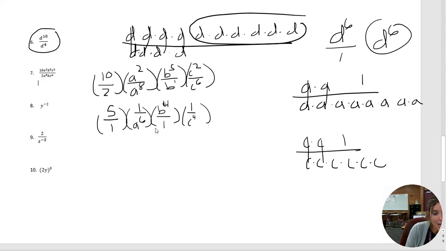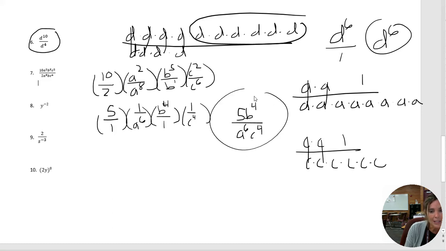Okay. So now we just do top times top times top times top. So 5 times 1 times b to the 4th times 1 is 5b to the 4th. And then bottom times bottom times bottom times bottom gives us a to the 6th, c to the 4th. So that's our final answer. Okay. And then let's go ahead and look at the next one.